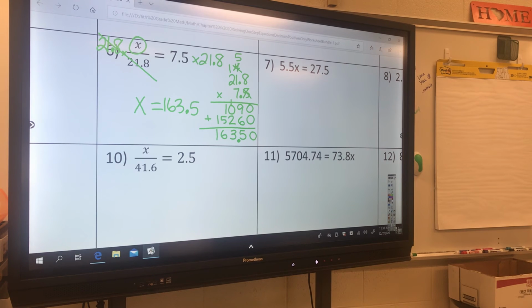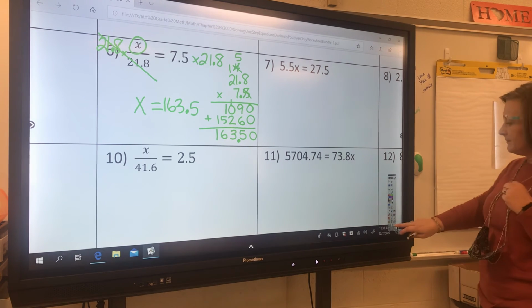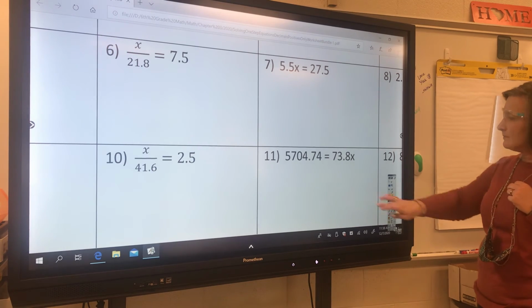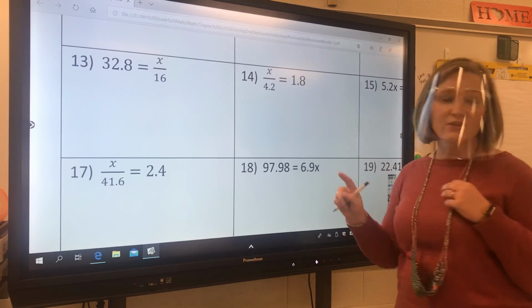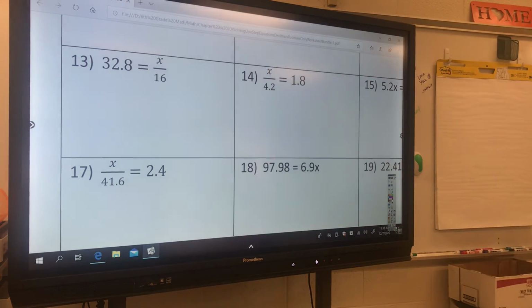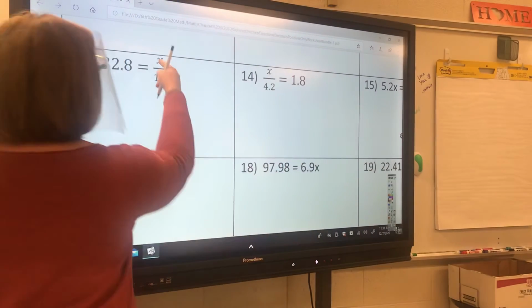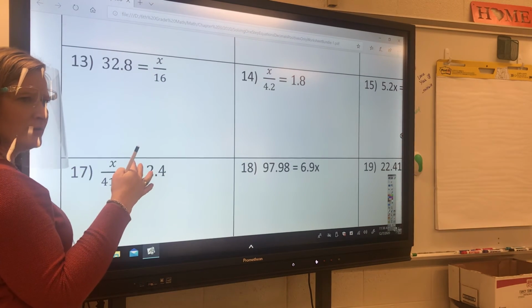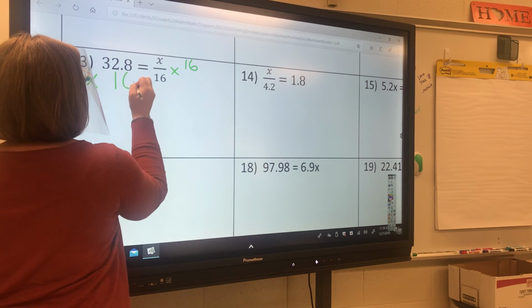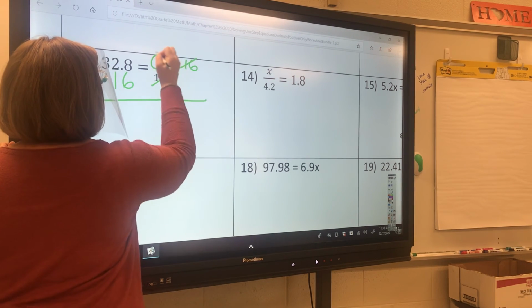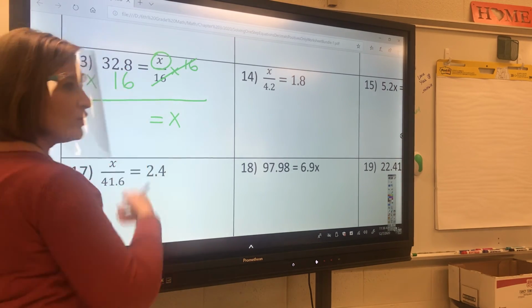All right, look at number 13. Number 13 is a division equation. So what are you going to have to do to both sides? We're going to have to do what to 16? If it's division over here, how do I get rid of division? Multiply. I want you to multiply those numbers for me.